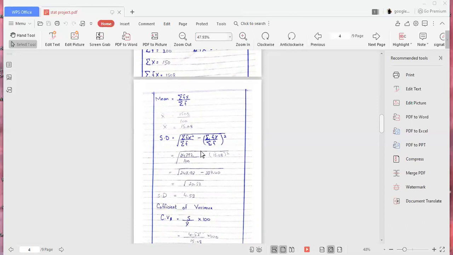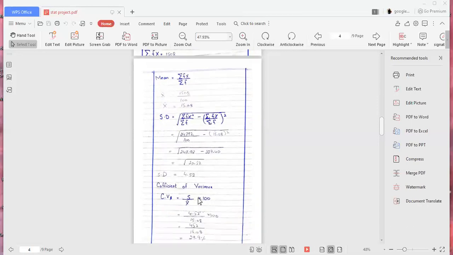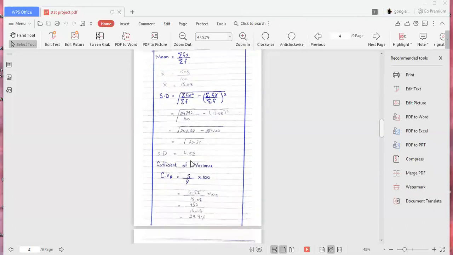Now, as we know, the formula of standard deviation is the square root of summation of f of x square divided by summation of f, minus summation of f of x divided by summation of f, whole square. As I have found the value of summation of f of x divided by summation of f in the mean, I will simply put that value, 15.08. Now look at the formula.